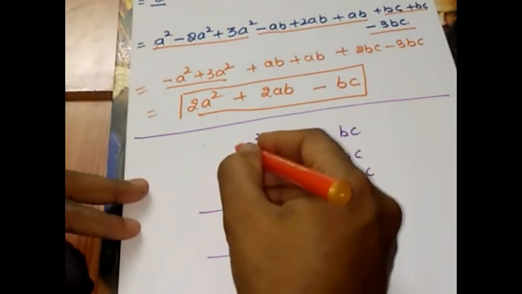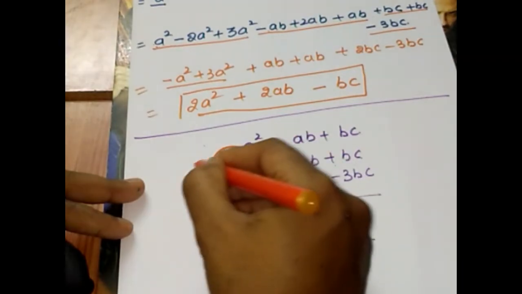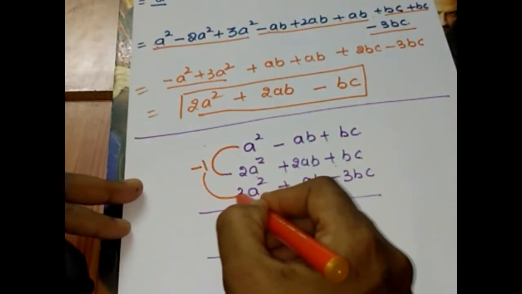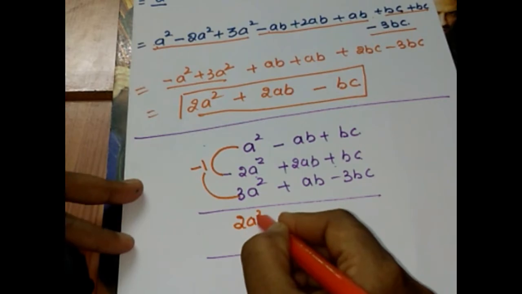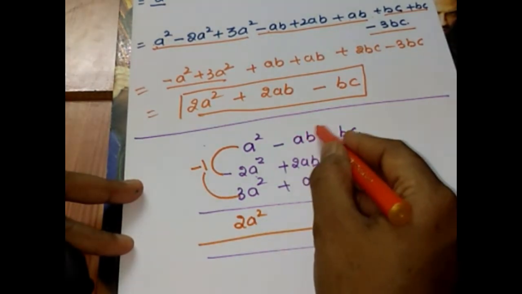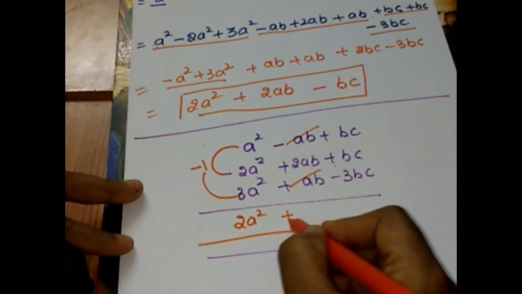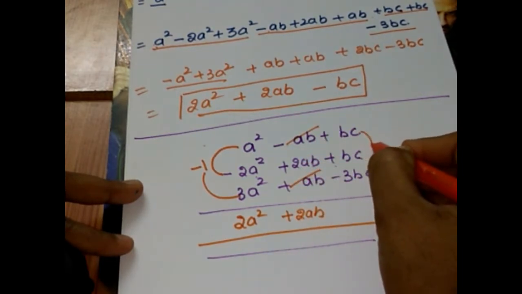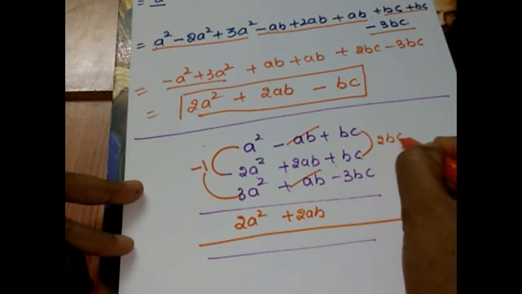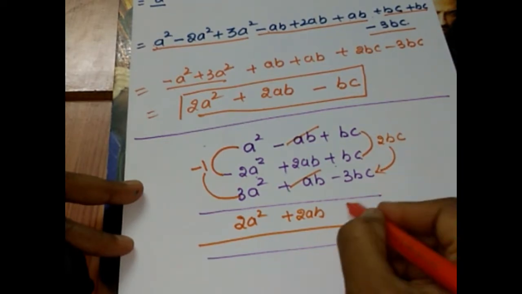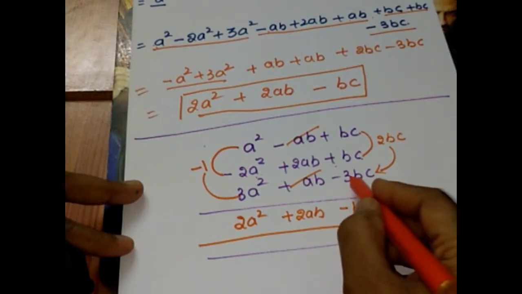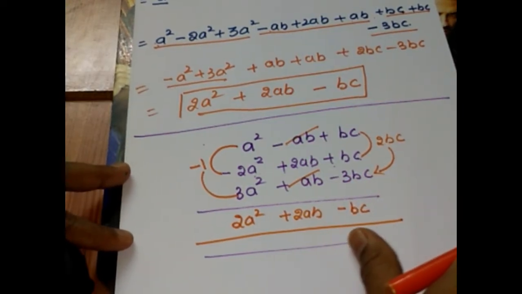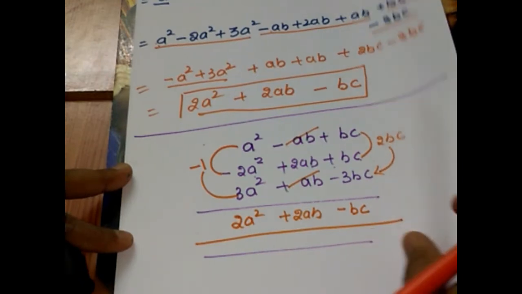Careful with the sign. 1 minus 2 plus 3 is 2. Now minus AB plus AB cancelled, so plus 2AB. You can do this, I have already explained. BC plus BC is 2BC. 2BC minus 3BC is minus BC. 3 minus 2 is 1. Greater number is 3. Hence the solution is minus BC. Question number 5.